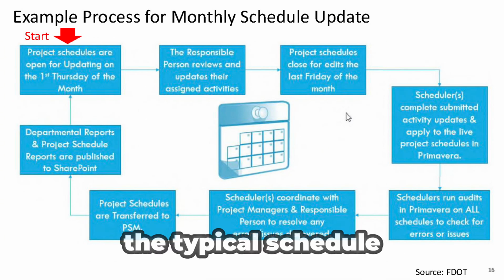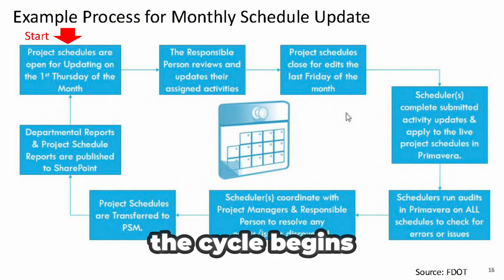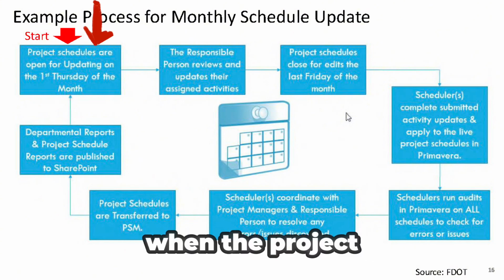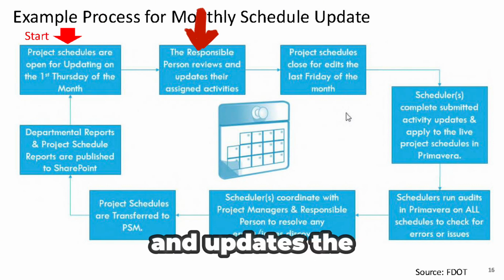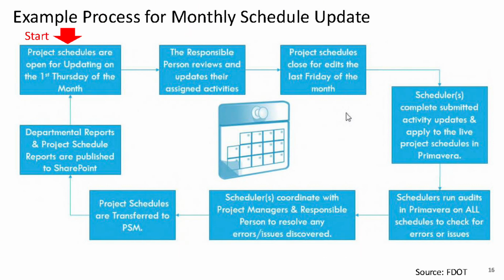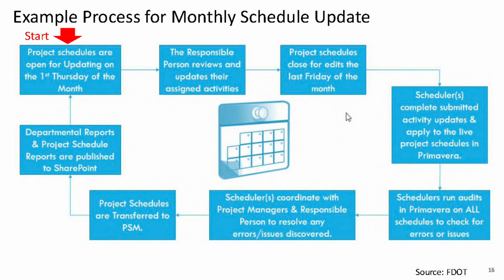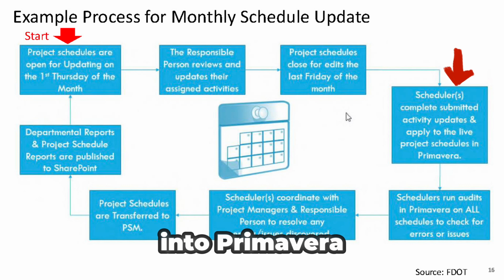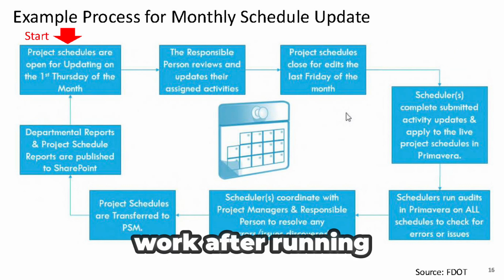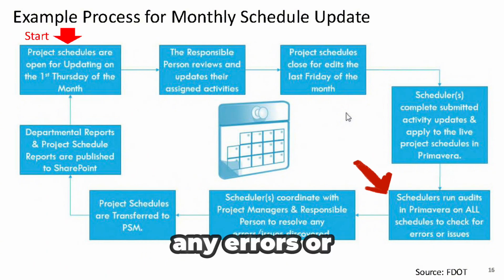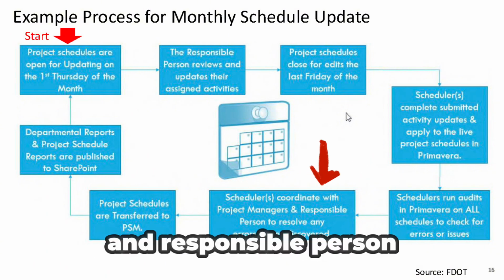Alright, this is the typical schedule update routine followed by the Florida Department of Transportation. The cycle begins on the first Thursday of every month, when the project schedule is open for updating. The responsible person reviews and updates the schedule based on the actual records. Any changes made to the schedule by the last Friday of the month must be reflected in the update. This updated schedule is then entered into Primavera to recalculate the start and finish dates for any incomplete work. After running audits in Primavera, any errors or issues identified in the schedule must be addressed and resolved with the project managers and responsible person.